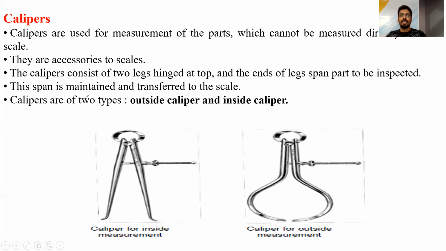This span is maintained and transferred to the scale. Let us suppose we have to take the reading of these two points. We keep this on the scale and we get the measurement. And if we have to measure the distance between these two points, we keep it on the scale and we get the measurement. Calipers are of two types, as I have already discussed: the outside caliper and the inside caliper. This is the inside caliper and this is the outside caliper.